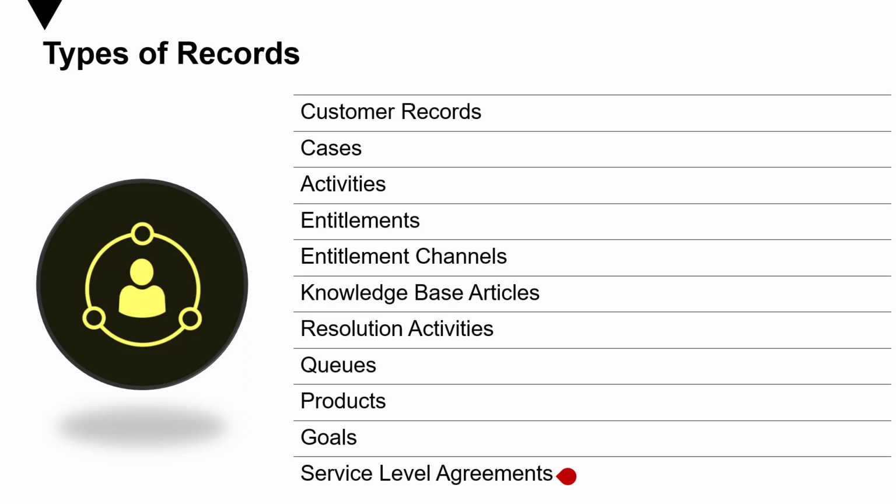So these are the key record types when you work with Microsoft Dynamics 365 for Customer Service. And they are customer records, cases, activities, entitlements, entitlement channels, knowledge base articles, resolution activities, queues, products, goals, and service level agreements.